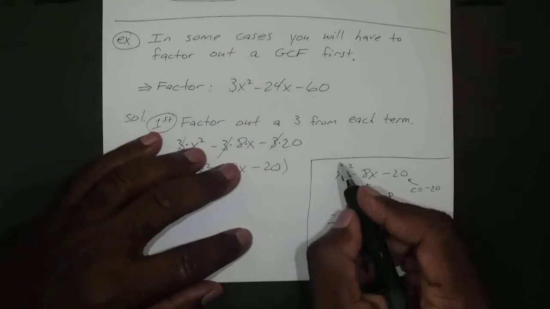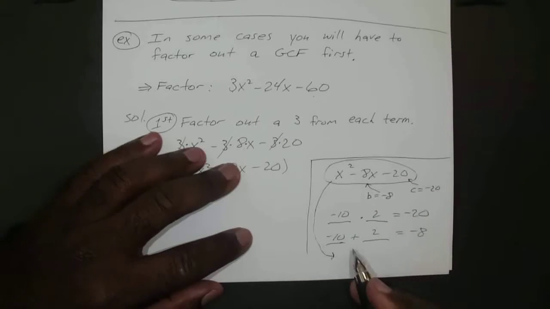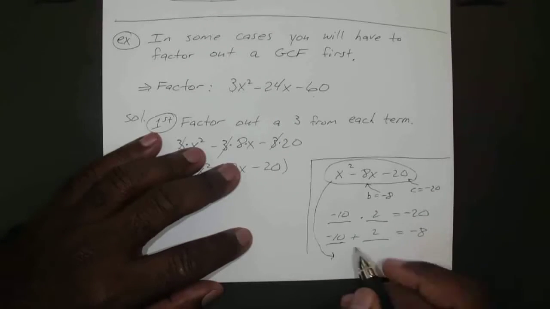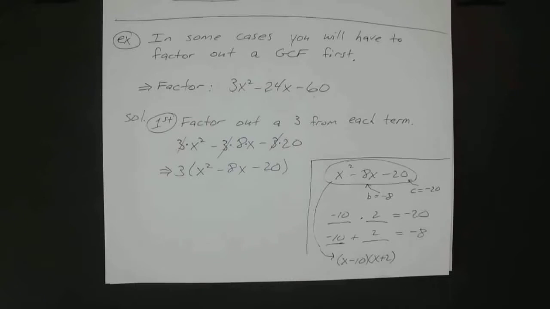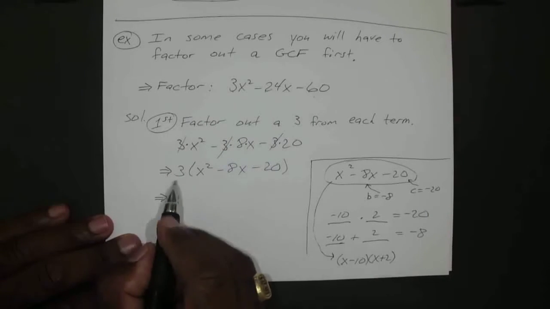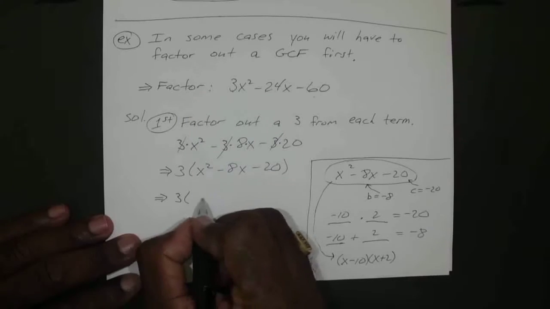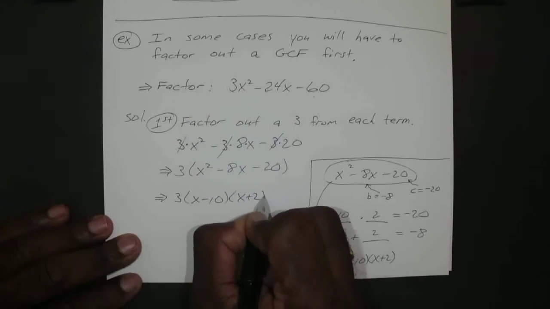Okay, so that means this will become x minus 10, x plus 2. Okay, so once you get that, it will become, don't forget your 3, x minus 10 times x plus 2.